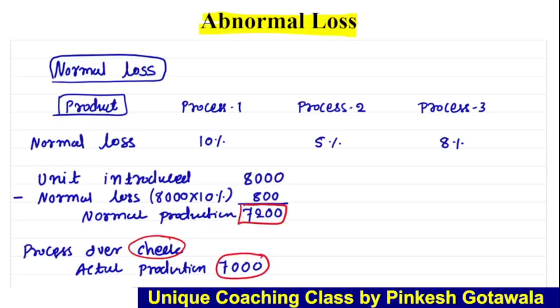Here they suffered a loss, right? એમને લોસ થયો ને, નોર્મલી કેટલું પ્રોડક્શન થવું જોઈતું હતું? 7,200, બટ એકચ્યુઅલીમાં થયું કેટલું? 7,000. તો they suffered a 200 unit loss.